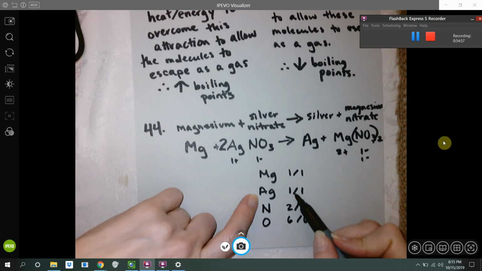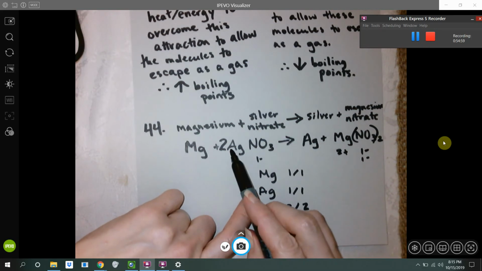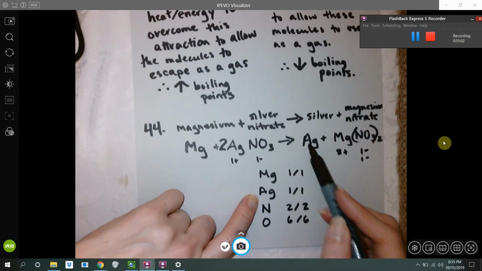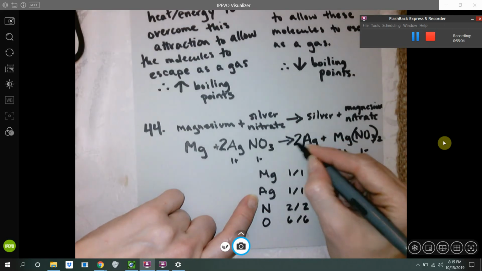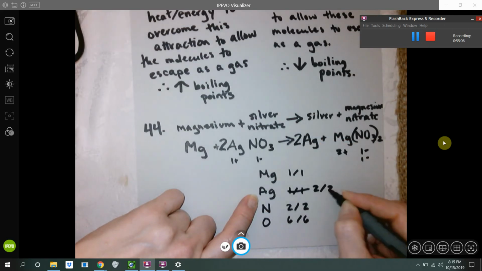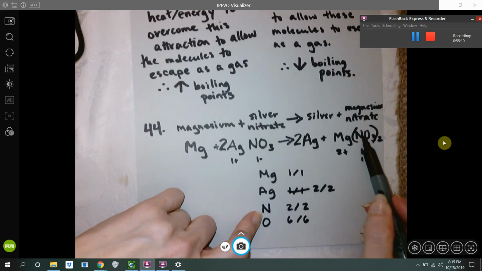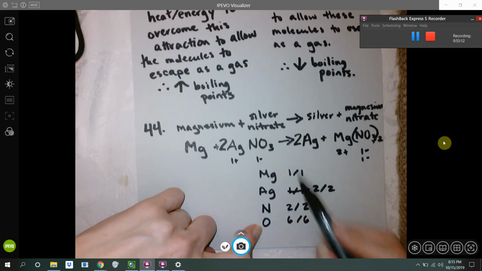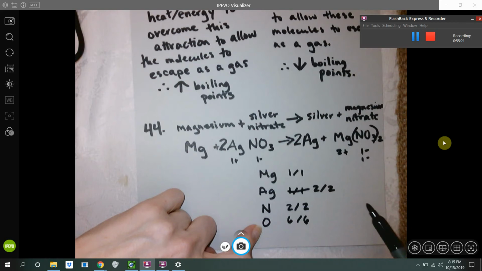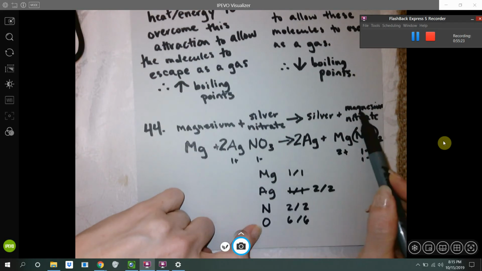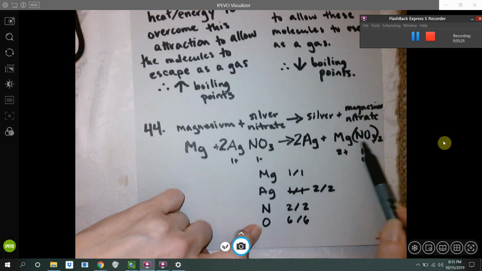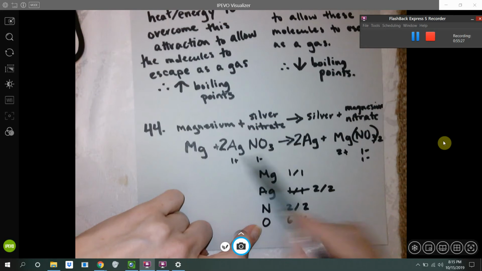Look what happened to our silver. We have 2 silvers over here now and only 1 over here. So let's put a 2 in front to balance those out. And now we're okay again. Nitrogen, there's 2 and there's 2 over here, so we're set. Oxygen, 3 times 2 is 6 and 3 times 2 is 6, so we're all set. So there is a single displacement reaction with the word equation completed, the skeleton equation written out, and then balanced.